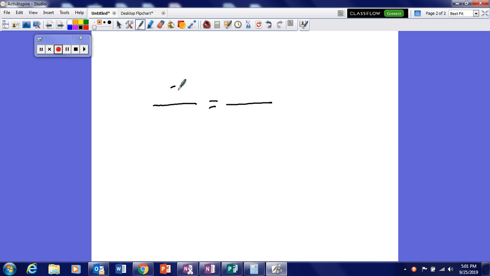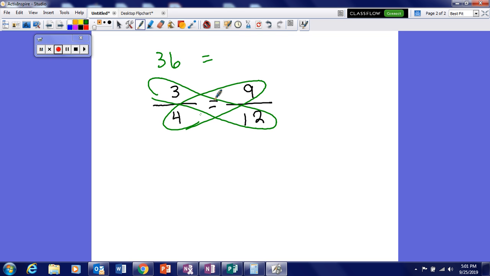are equal. So if 3/4 and 9/12 are equal, when I butterfly, I should get the same answer on both sides. Right? 12 times 3 is 36, and 9 times 4 is 36. So that means the two fractions are equal.